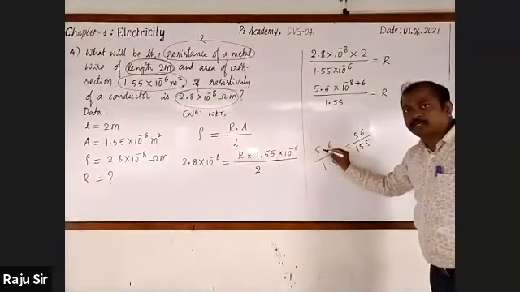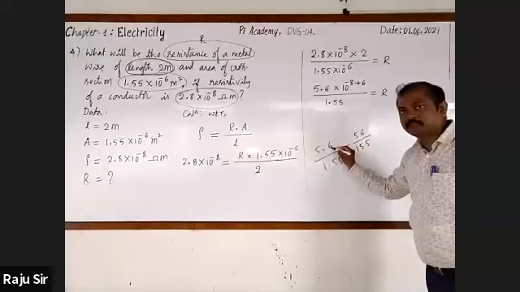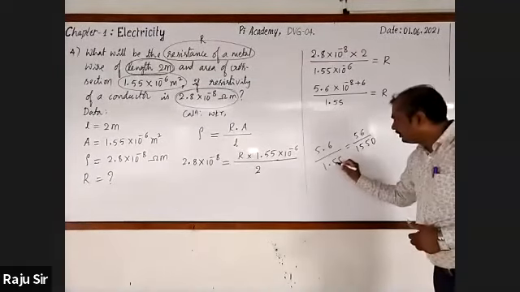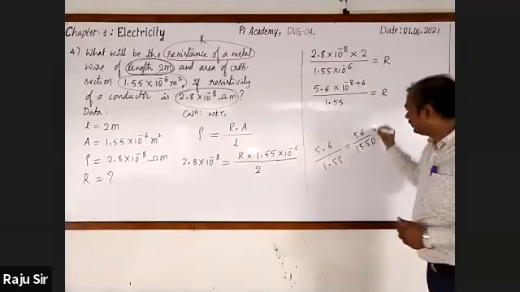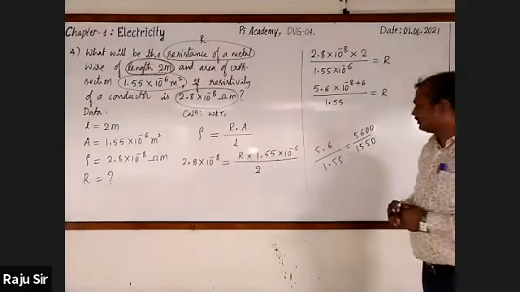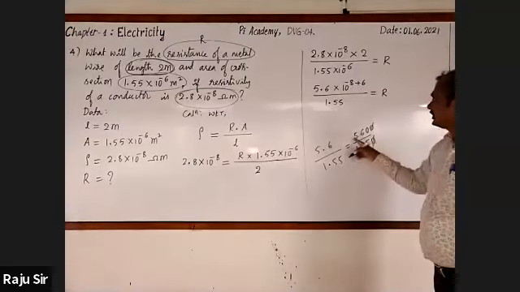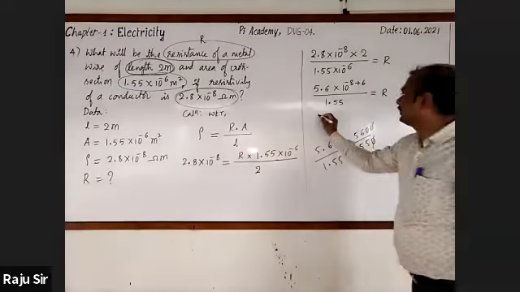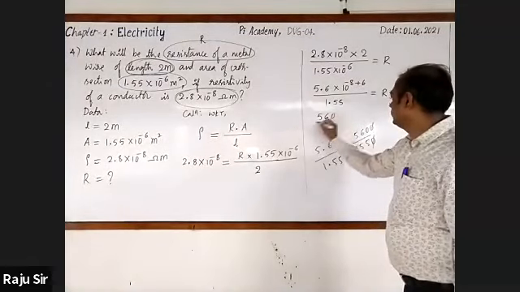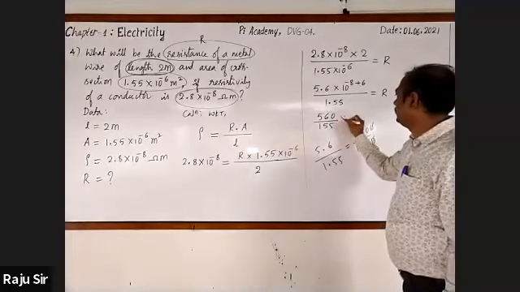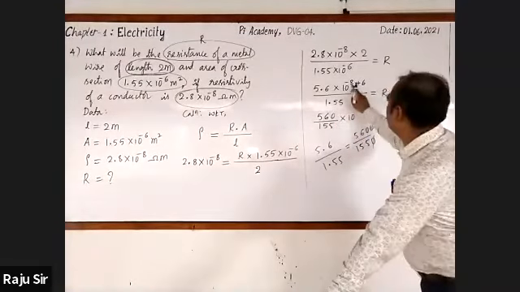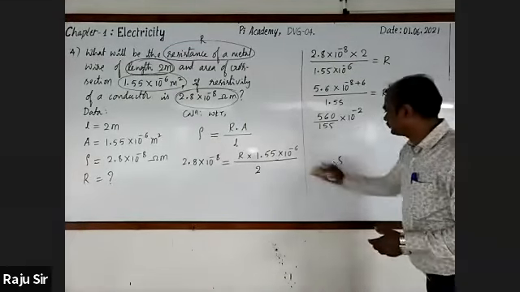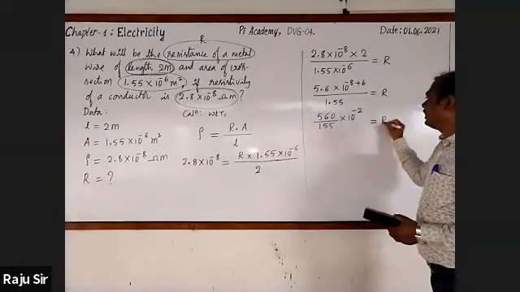See, in the numerator, after the decimal we have one digit, so in the denominator I take 10. In the denominator, we have two digits after the decimal, so let us take 2 zeros. Now the 10s get cancelled. You get 560 by 155. I'll write the same: 560 by 155 into 10 raised to the power minus 8 plus 6, which is minus 2, equal to R.